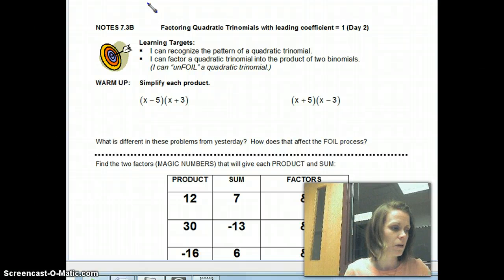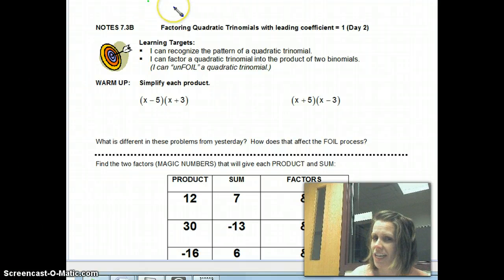But today we're going to be factoring, and we're going to be doing it with 2 different signs. Yesterday was kind of like your training wheels because either both signs were positive or both signs were negative. But today you're going to have 2 different signs. So that's going to be a little added challenge for day 2.